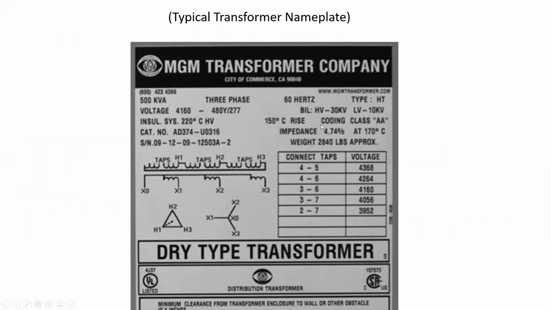Here's a typical transformer nameplate. It tells us here it's a 500 kVA transformer, so pretty large. Primary voltage is 4160, secondary is 480. It tells us that it has a percent impedance of 4.74%. Approximate weight, it's actually probably one of the more important items, almost 3,000 pounds. And here are the taps. And so we'll look at those in a later presentation as to why they are being used.